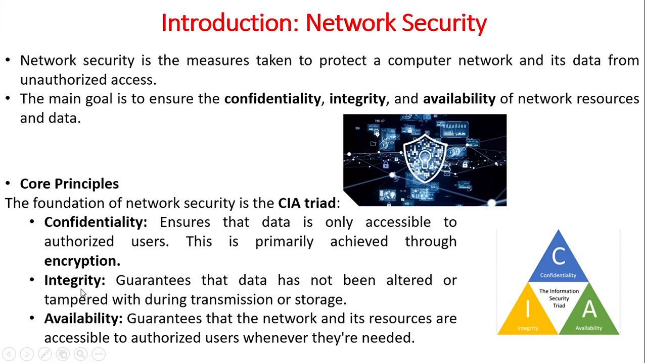Next, availability guarantees that the network and its resources are accessible to authorized users whenever they are needed. Whatever data we need to send has to be available to the genuine receiver. That is the definition of availability. If you look at this diagram, we can easily understand the importance of the CIA triad.